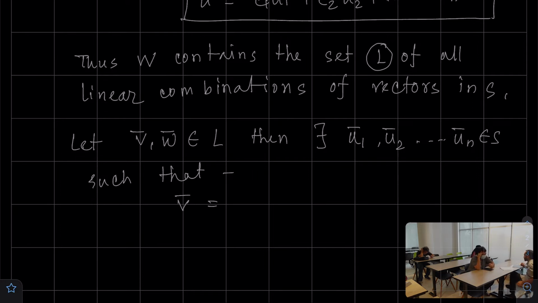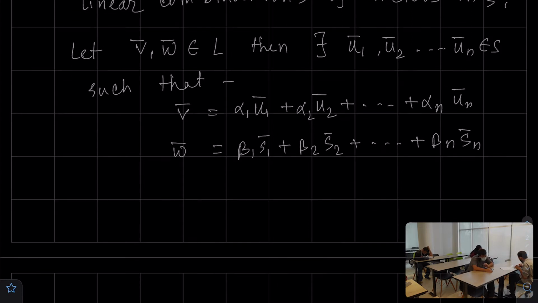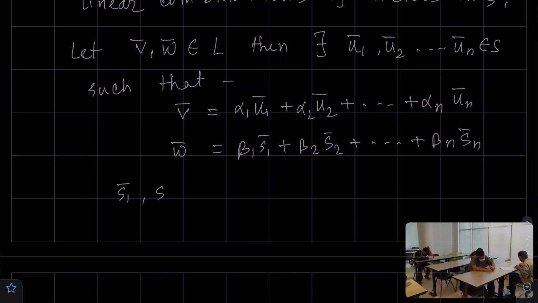We can write it as a linear combination, right? So the vector V will be some alpha 1 U1 plus alpha 2 U2 plus alpha n Un, and then I can also write the vector W equals beta 1 S1 plus beta 2 S2 plus beta n Sn, where S1, S2, Sn also belong to S.